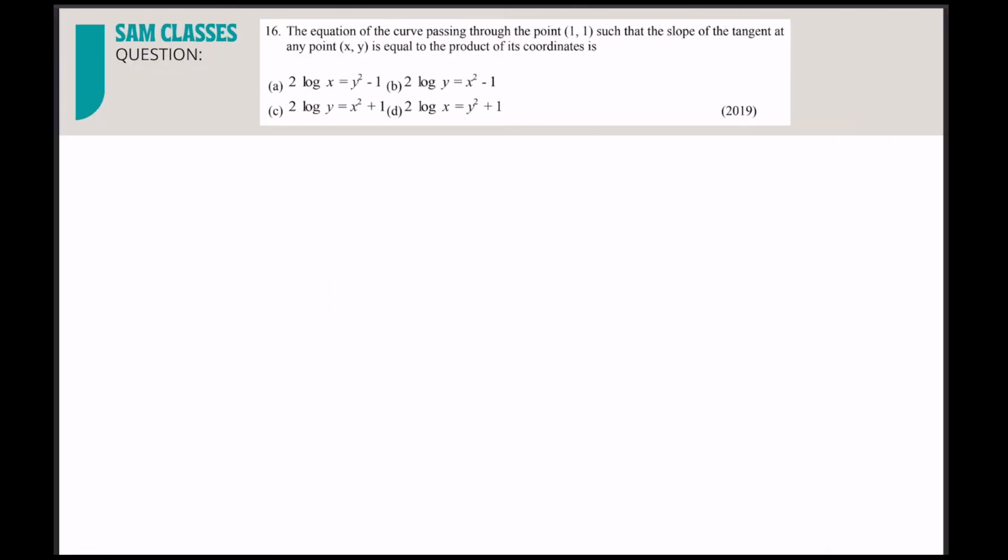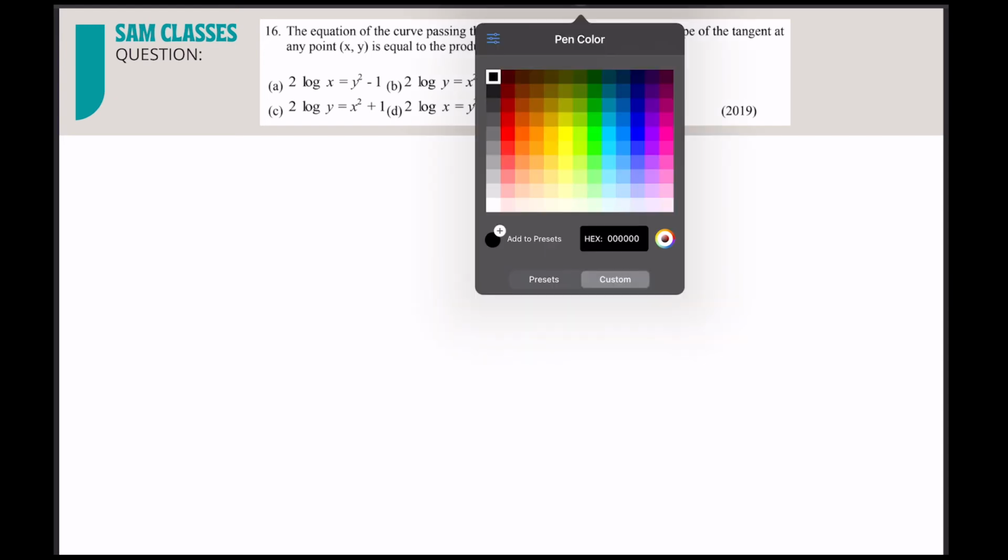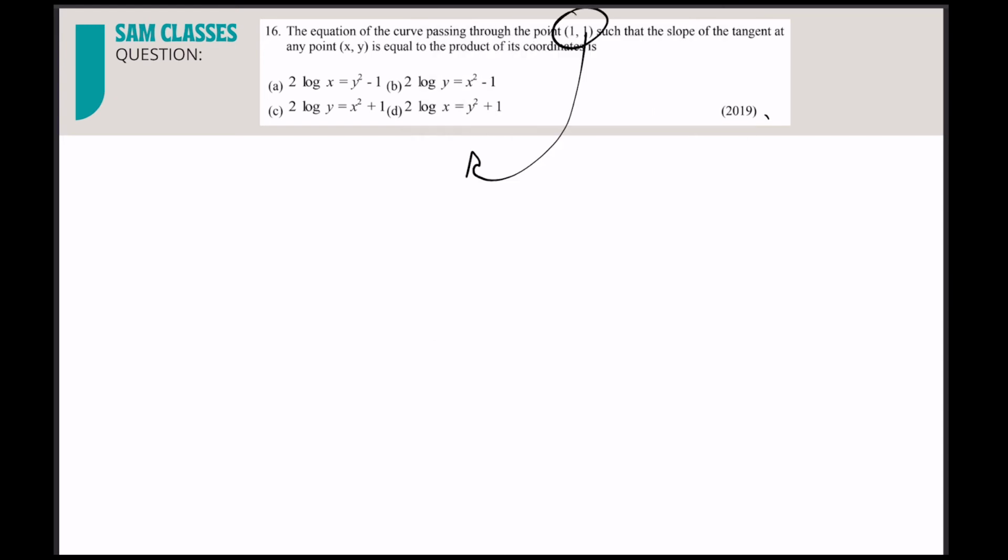The next, this is a very good question. The equation of the curve passing through the point 1 comma 1. The moment we have a point, we can use this point to eliminate the options. Correct? So if I put 1, 1, 2 into log 1 is 0 and 1 minus 1 is 0. So this is satisfying, this is also satisfying. This is not satisfying, because here 0 and here 2. So we have two options, either A or B. Now let's see from the other part what we can get.